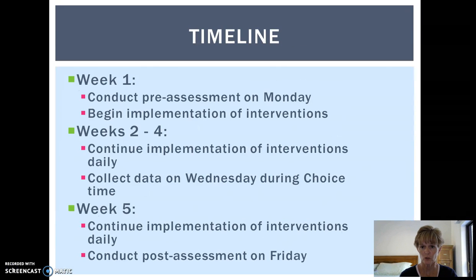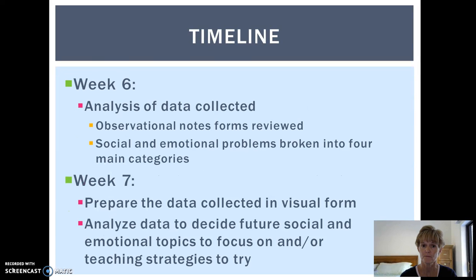Timeline for the action research plan. Week 1, conduct pre-assessment on Monday and begin implementation of interventions. Week 2 through 4, continue implementation of interventions daily and collect data on Wednesdays during choice time. Week 5, continue implementation of interventions daily and conduct the post-assessment on Friday. Week 6 will be analysis of the data collected.